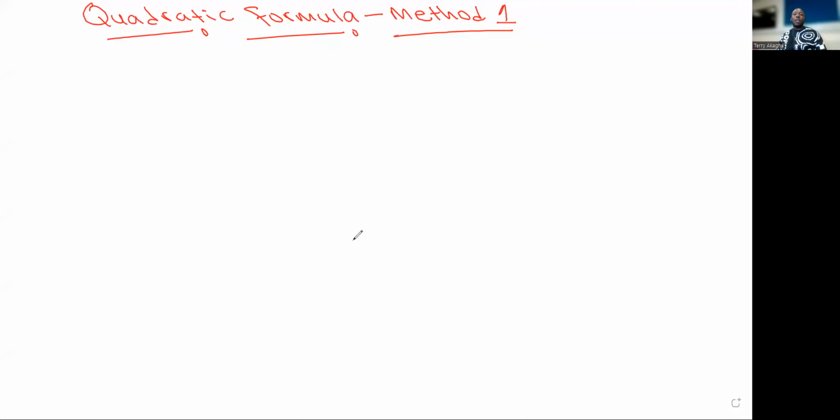All right, so this formula was derived from completing the square method, all right? But I'm not going to go straight into that because I'm going to have a different video on how to do the completing the square method, all right?